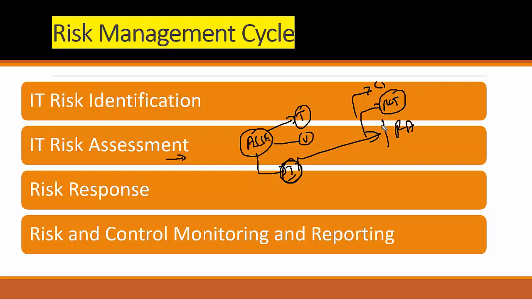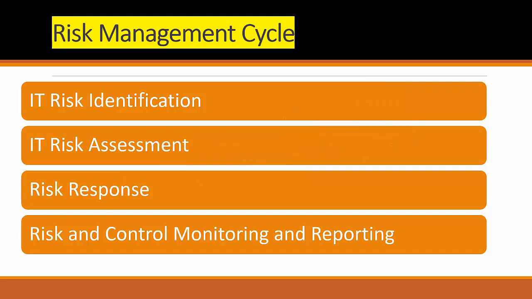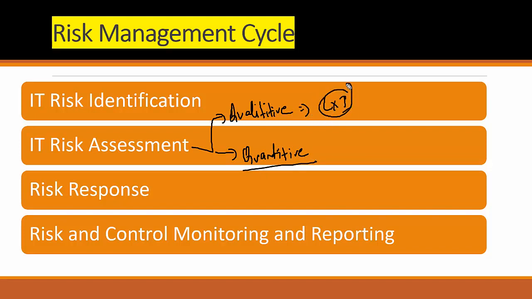So in a risk assessment, we have two types of assessment. One is basically called a qualitative risk assessment and one is called a quantitative. Qualitative assessment is measured through the likelihood and impact. Okay, probability of happening and what is the impact. And we rate them high, low, and medium.